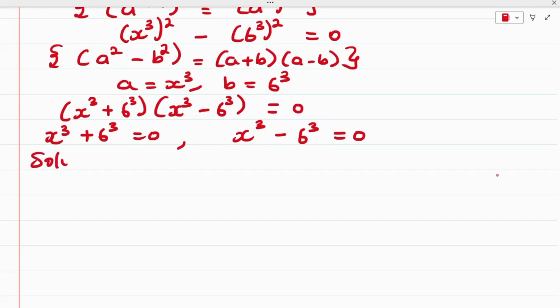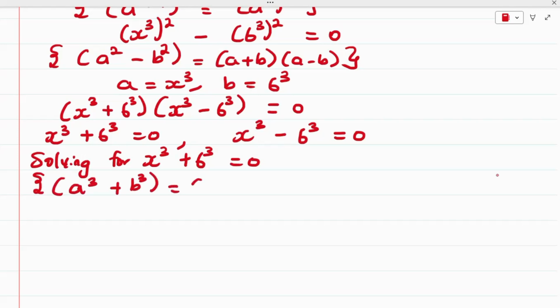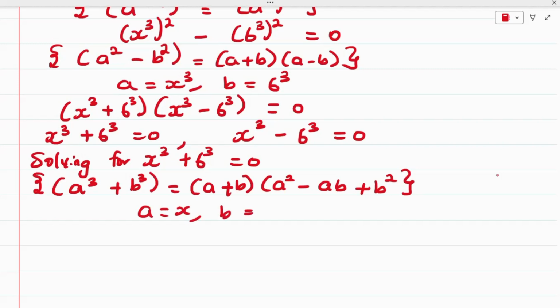So we are going to say, solving for x^3 plus 6^3 equals 0, we want to apply the sum of cubes formula that says if we have a^3 plus b^3, this is equal to (a plus b) multiplied by (a squared minus ab plus b squared). So we want to apply this formula right here, whereby we have that a is equal to x and b is equal to 6.